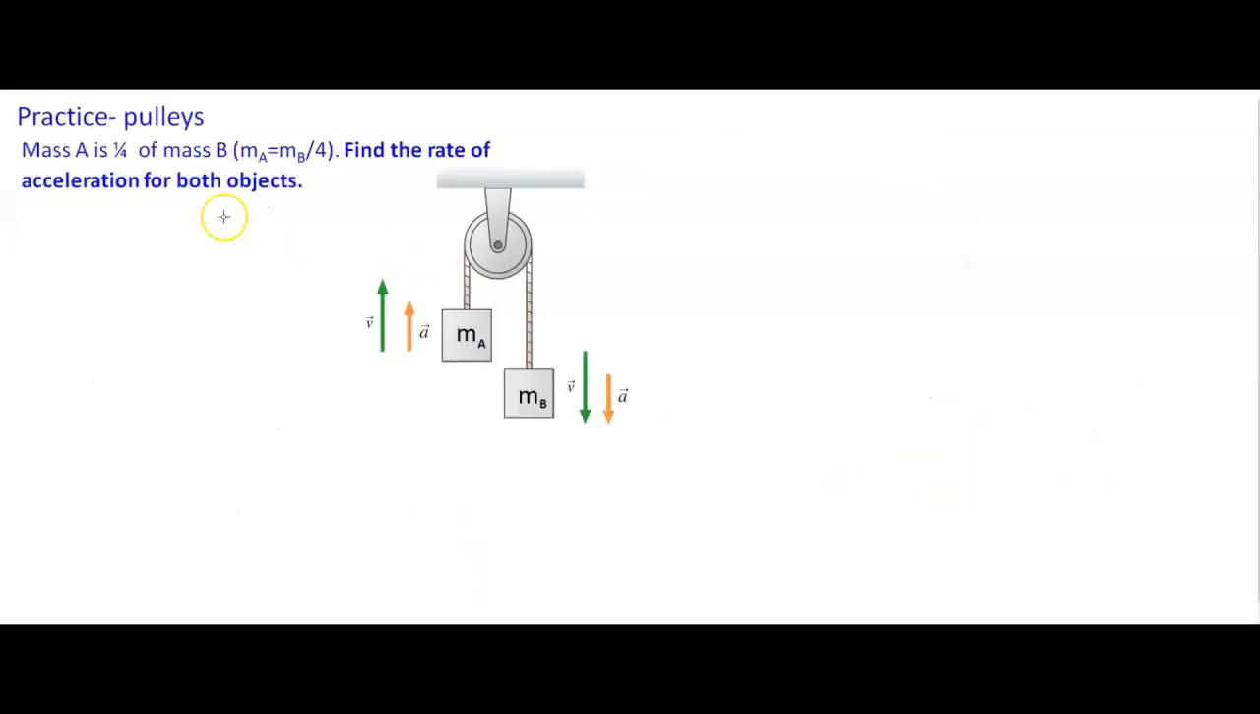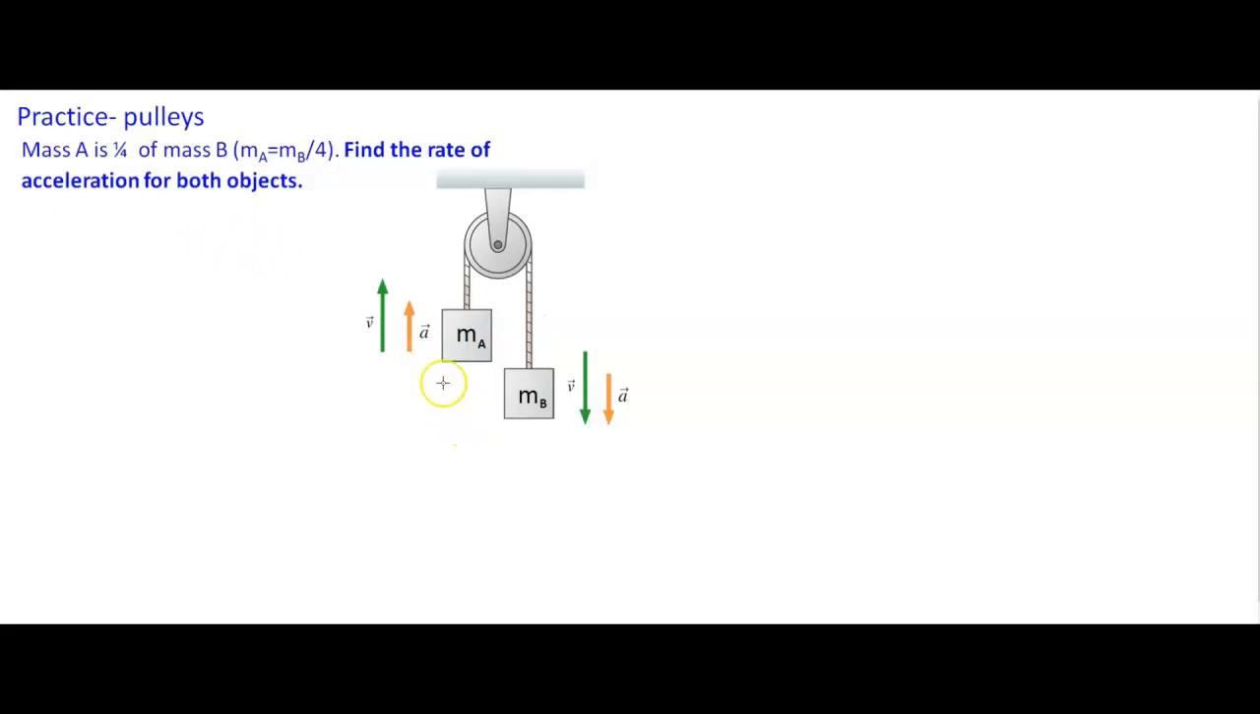So the next problem that we're going to work on is a pulley system, which sounds complicated, but it really isn't. The only caveat is that you have to consider that the pulley and the strings are massless. In physics, we rarely do problems at this level where the strings and pulleys have mass. If we did, it would only be when we got into rotation. So right now we're just looking at the two masses.